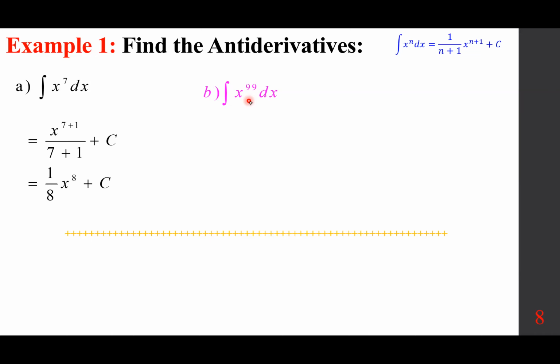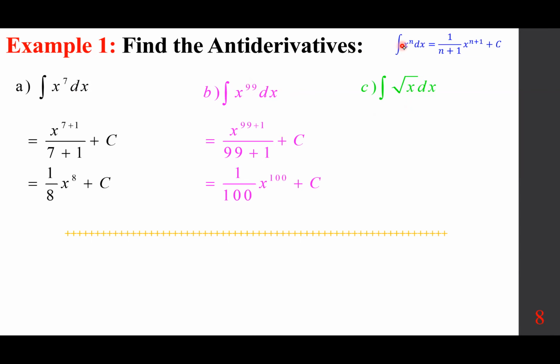Well, we add 1 to 99 becomes 100. So 1 over 100, x to the power of 100, and a constant. We are using the power rule for both cases. What about here? The same rule as differentiation.